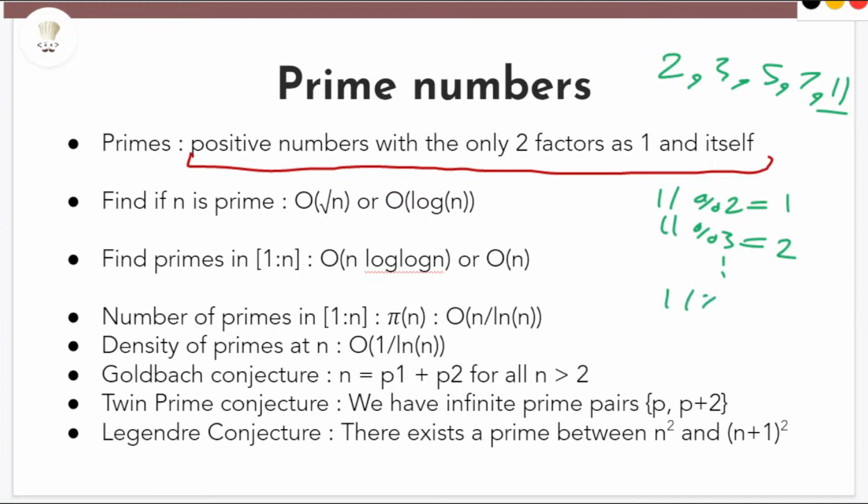So 11 modulo 11 is equal to 0 and 11 modulo 1 is equal to 0. Only these two satisfy this condition. That is why 11 is a prime number.